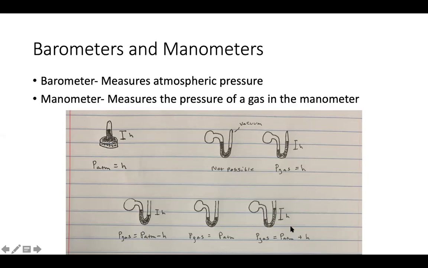Now, in the other situation, we could have a height differential and have the mercury lower on the side that our gas is in. In this case, the pressure of our gas is actually stronger than our atmospheric pressure. And by how much? An amount equal to h. And so P gas is equal to P of atmosphere plus h.